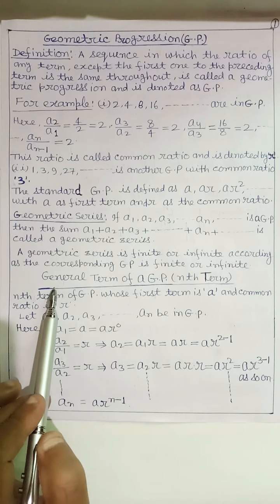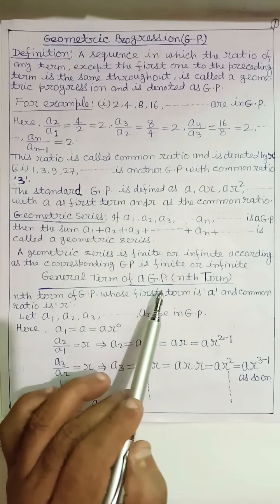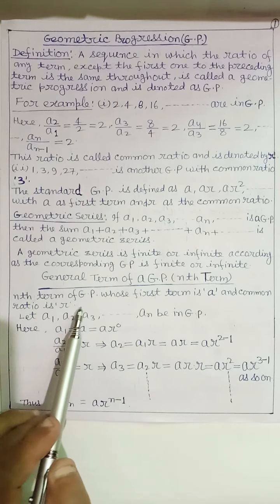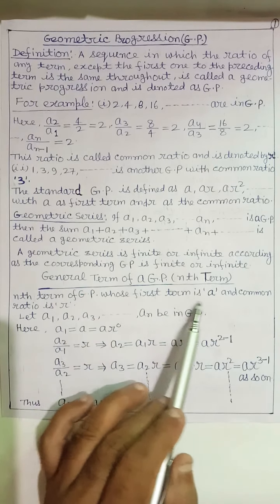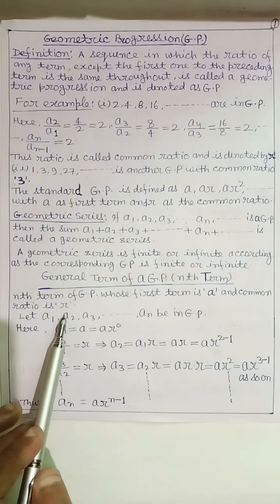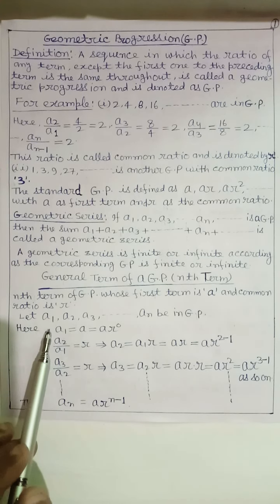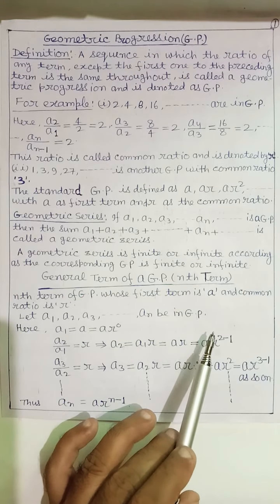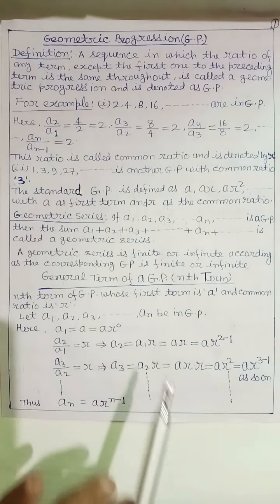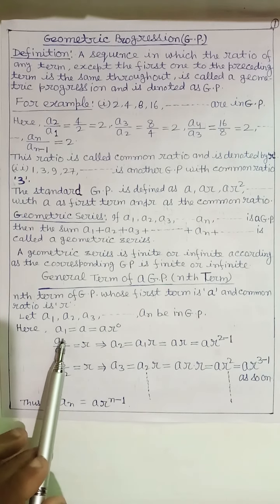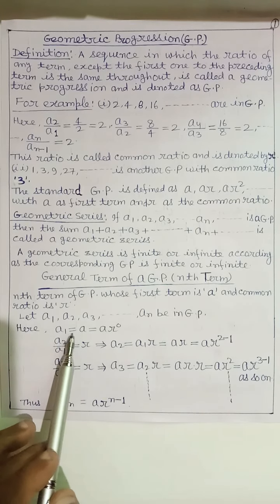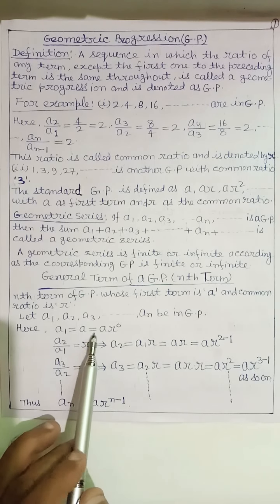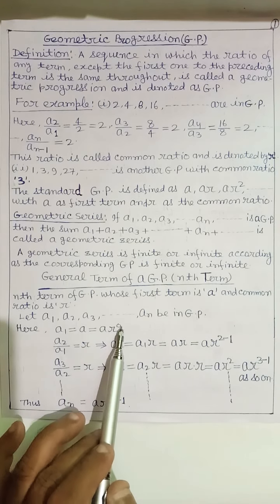Now we discuss the general term of a GP. General term means nth term. Nth term of a geometric progression whose first term is A and common ratio is R. Let A1, A2, A3 and so on up to An be in geometric progression having n terms. Here A1 means first term, and this is already given A equal to A, and this can be written as A r to power 0.